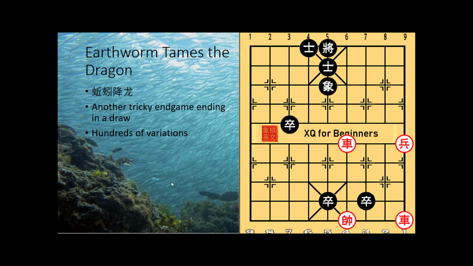The next, in no particular order, endgame composition would be the Earthworm Taming the Dragon, called Xiangqi Long. It is also a very simple endgame situation, but if played correctly, it would be a draw. So this is another very well studied endgame situation, whereby there are many books or studies that have been done about it.